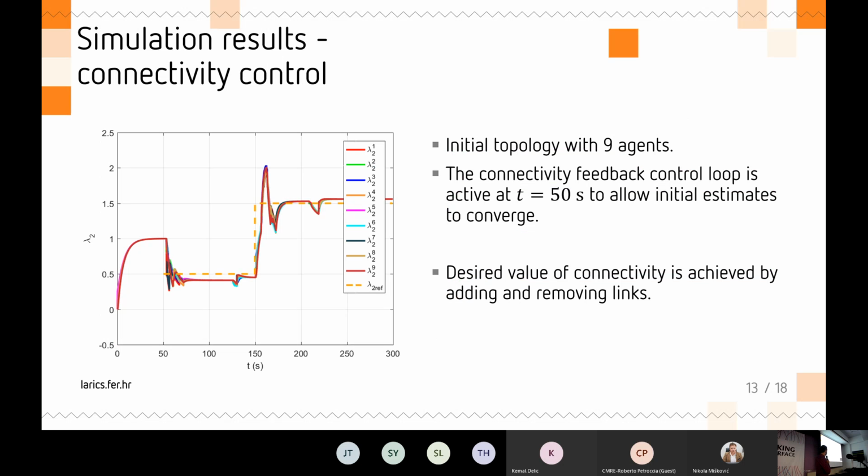In this topology with 9 agents, we demonstrate the ability to track the desired value of lambda. So we allow some initial time for agents to reach a consensus on the initial state, and then we activate the connectivity control, and you can see the responses are relatively quick with some oscillations, but that is normal because of the discontinuous nature of the control.